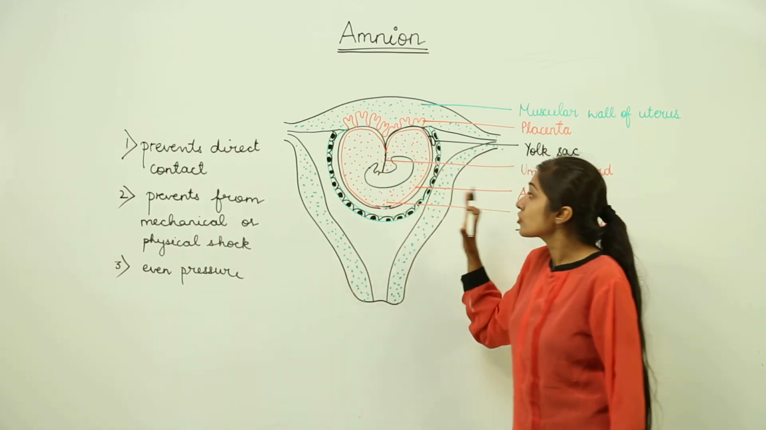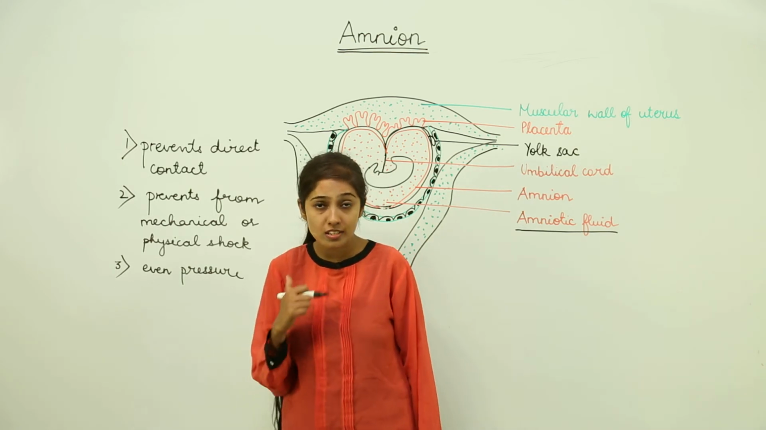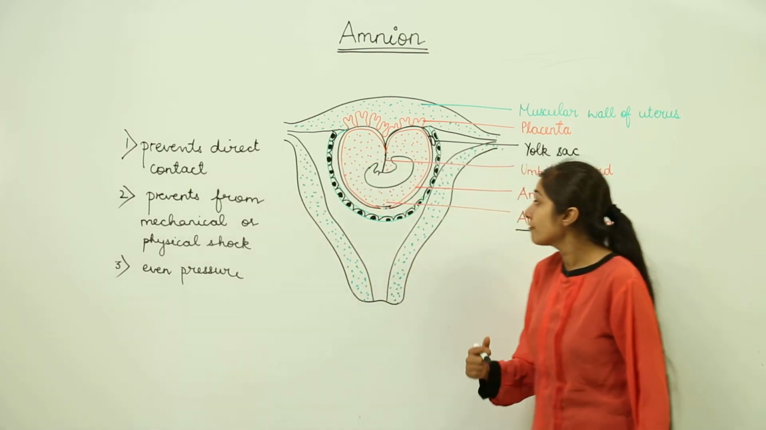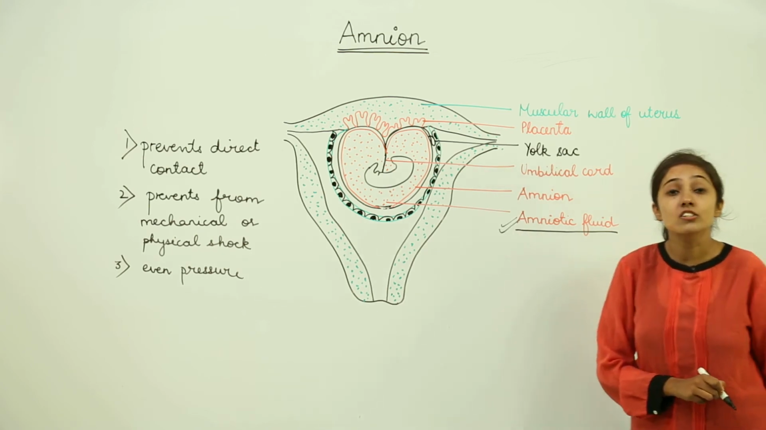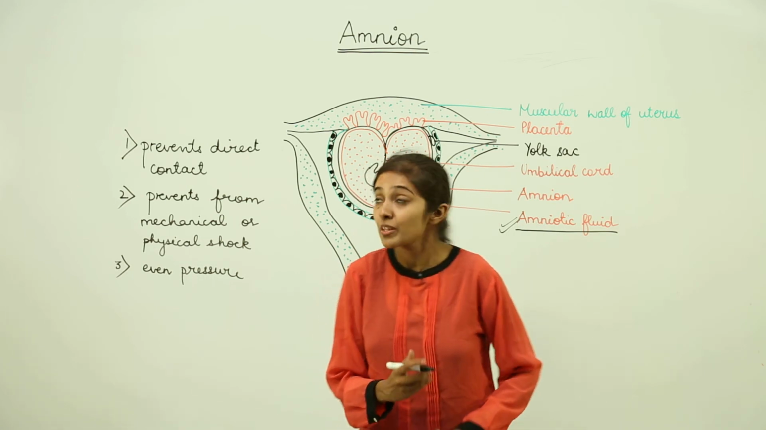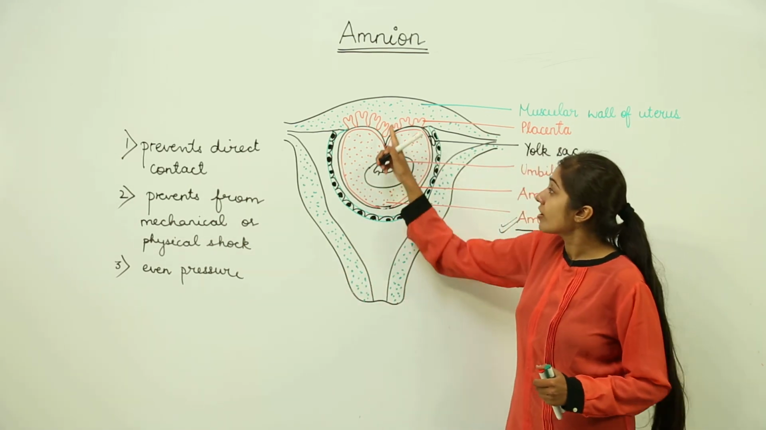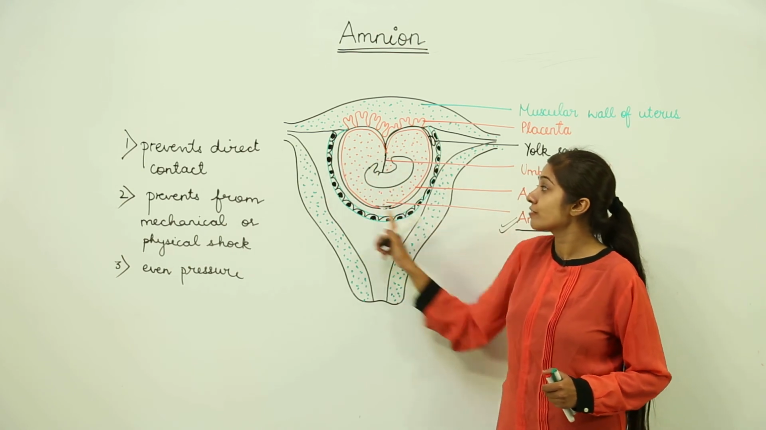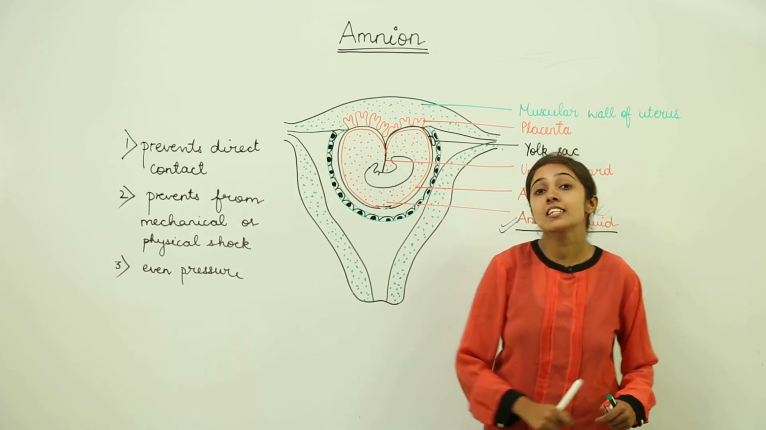So certain disorders can be diagnosed by taking out this amniotic fluid. So this is one of the applications of the amniotic fluid, to diagnose certain disorders in the developing embryo, in the growing fetus, right? So I hope that this amnion is clear to you. It is the sac that surrounds the fetus, and in between we have amniotic fluid which is of vital importance.